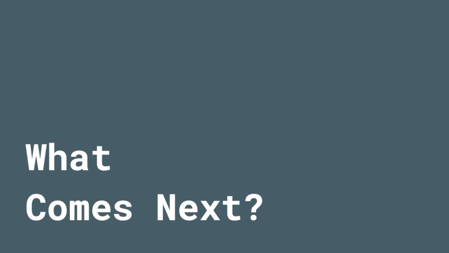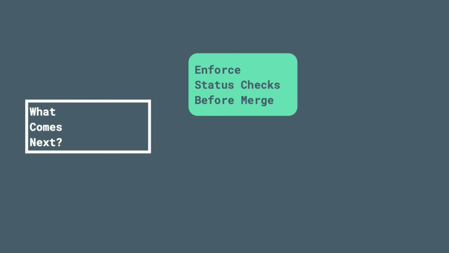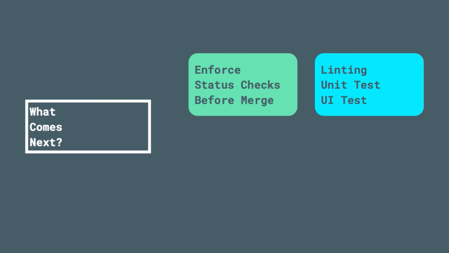There are many more things we can accomplish with GitHub Actions. You may want to enforce successful workflows before merging your code. This can help prevent any broken code or code that doesn't adhere to quality guidelines. You may want to run linting tests or unit tests or UI tests to ensure that all of your code is solving the correct problems or adhering to correct guidelines.